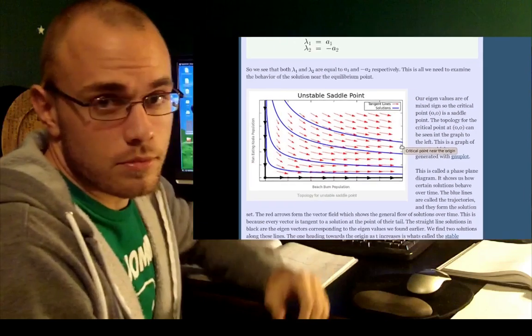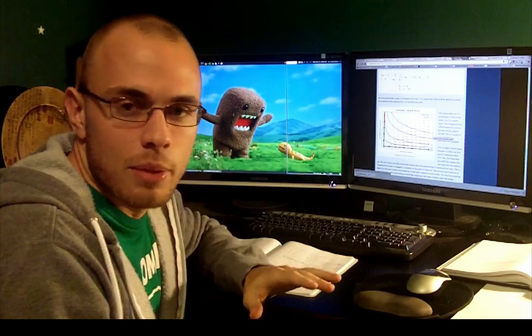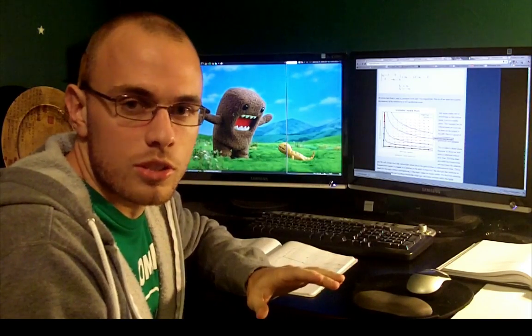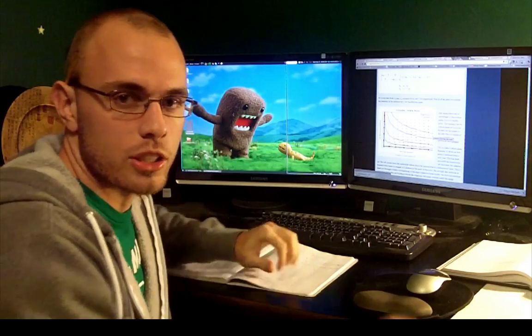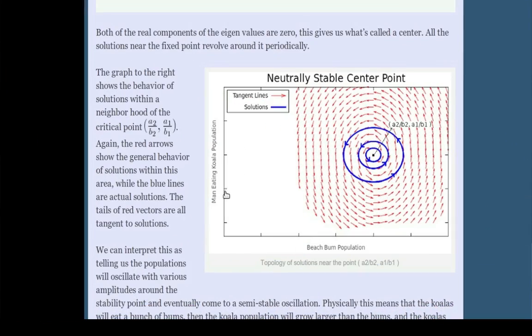And there's another stability point. It just so happens, it turns out to be dependent on some of the coefficients in the Lotka-Volterra equation. If you want to find out what those are, you can check the post out. And here's the other stability point right here. This is a neutrally stable center point. So the populations stay pretty close to this one.